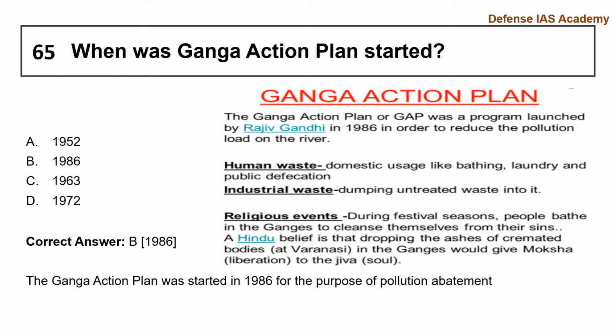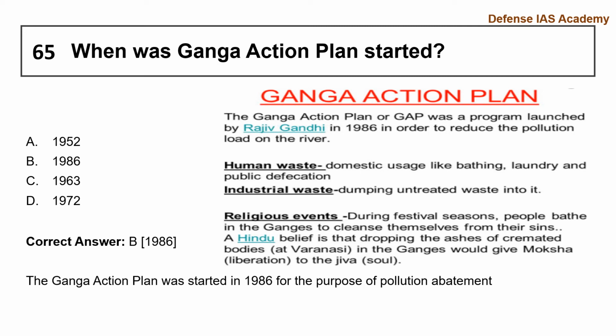The various waste that was there in Ganga was like the human waste, where the people used to bath, then do the laundry and the public defecation, and the industrial waste that is coming into Ganga, that is dumping untreated waste into it. Then also during the religious festivals, people bathe in the Ganges to cleanse themselves from their sins. So all this led to accumulation of pollutants in the Ganga river.